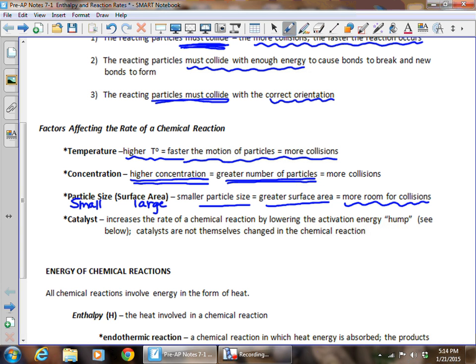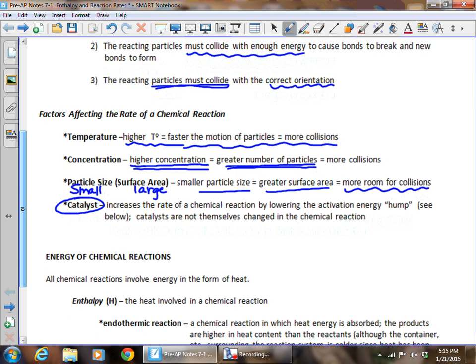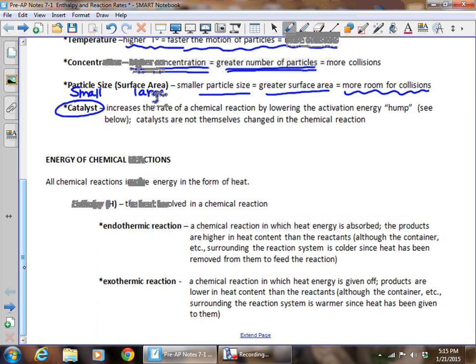A catalyst is a substance that increases the rate of a chemical reaction because what it does is lower the activation energy. And we're going to talk about activation energy in just a little bit. But for now, just realize that they do speed up a chemical reaction. They aren't changed in the reaction. They just speed up part of the steps for that reaction. So we'll talk about it again in just a moment.